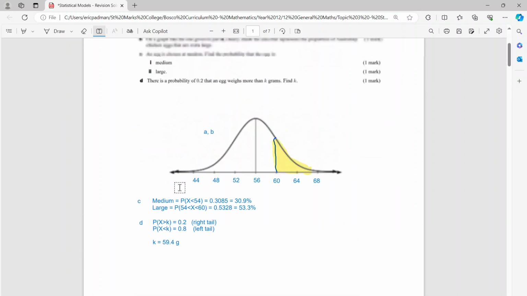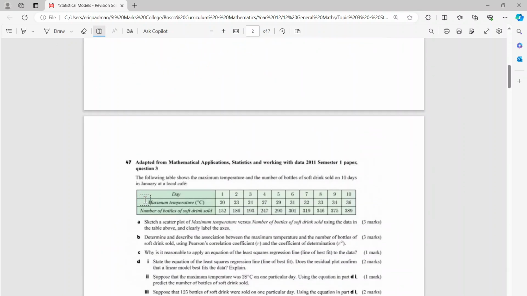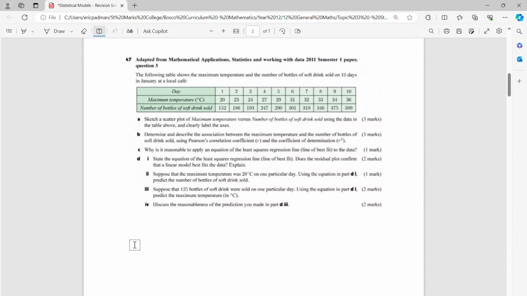Or first question here. They are differently numbered because they're pulled from a different resource. Schedule scatter plot. In your assessment, you're expected to do one by hand. I'm just going to do everything on the calculator because this is not the nicest of numbers. All right. Maximum temperature versus number of bottles, soft drink, data above.